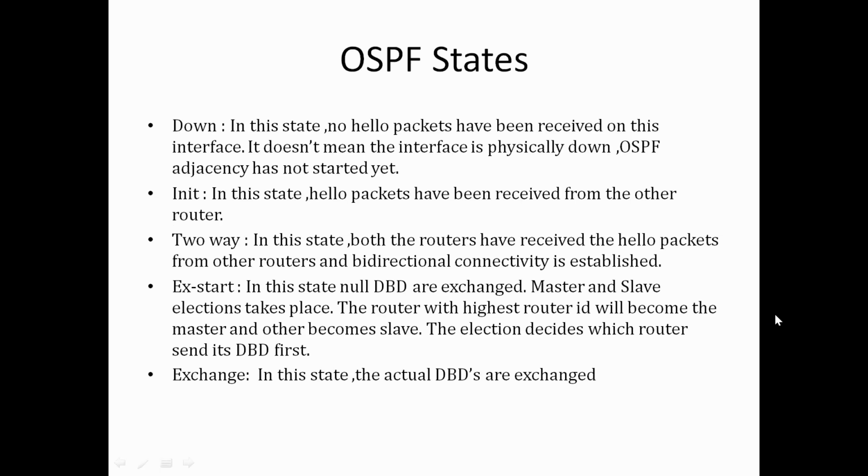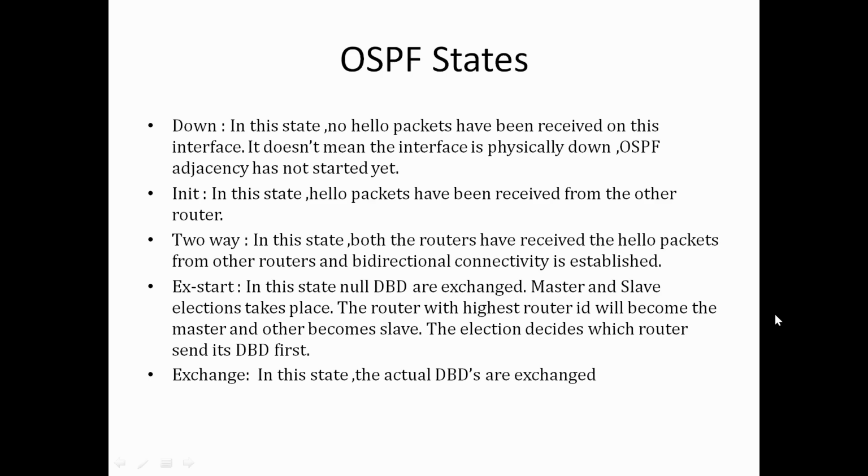So let's go through the OSPF states which we explained in the previous diagram. In the down state, no hello packets have been received on this interface. It doesn't mean the interface is physically down. OSPF adjacency has not started yet. In init state, hello packets have been received from the other router. In two-way, both routers have received the hello packets from the other router, and bidirectional connectivity is established.